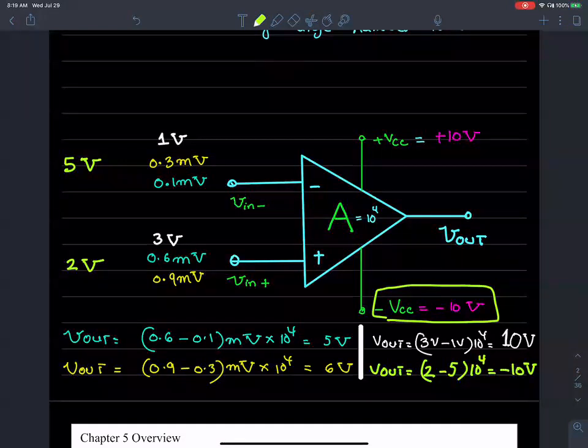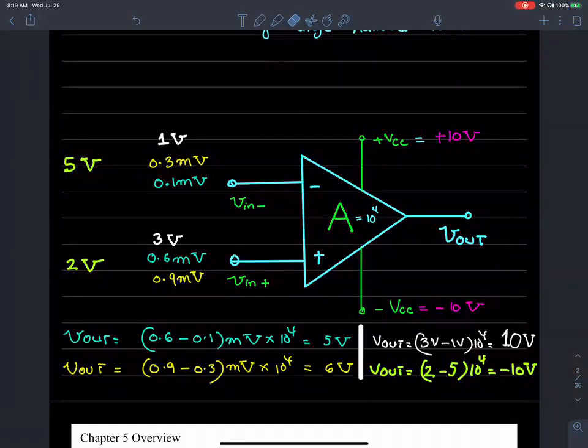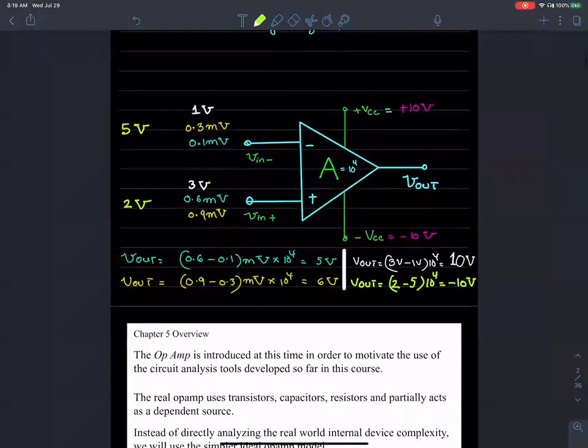Okay, so the idea is there is a limit, a cap to the maximum amount of voltage that the op-amp can provide on the output. Okay, so in other words, we give you, let me add a page here.